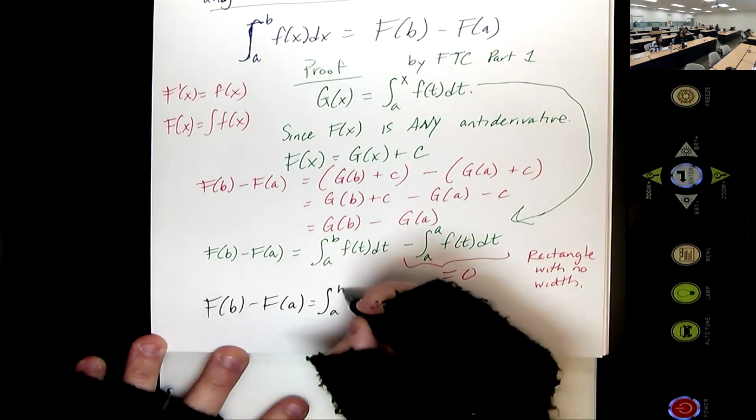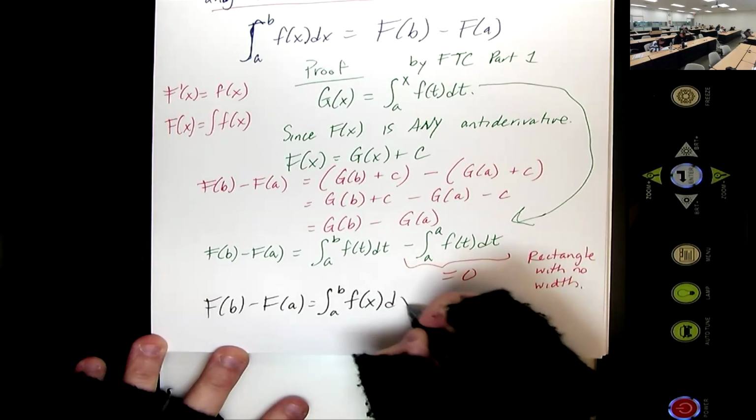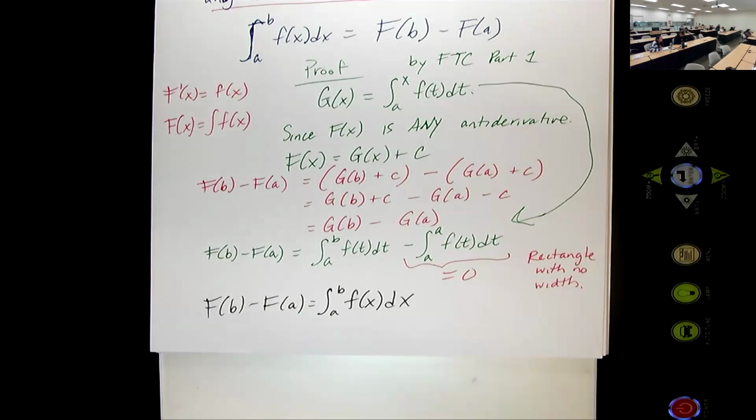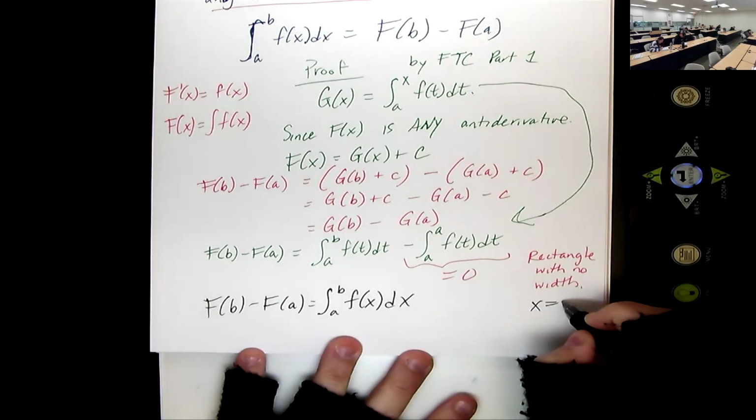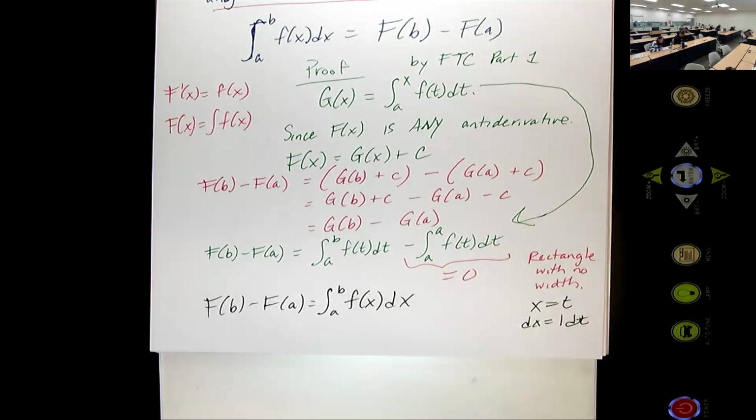Equals the integral from a to b. The t here is an arbitrary letter. I can just switch it over to x. If I say x equals t, dx equals 1 dt, nothing's changing. It's just swapping variables.